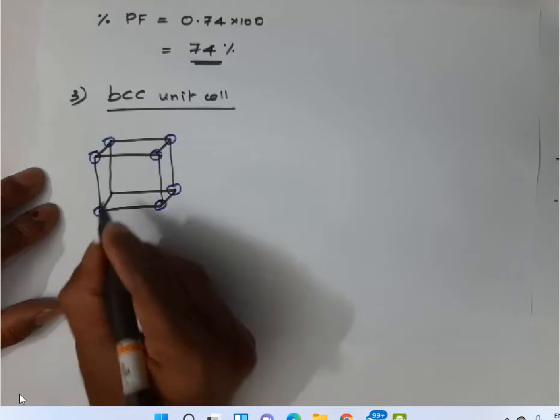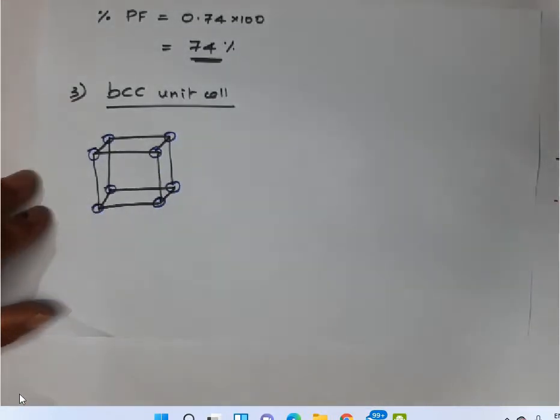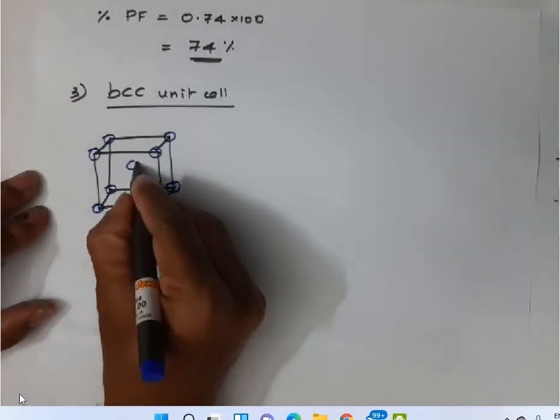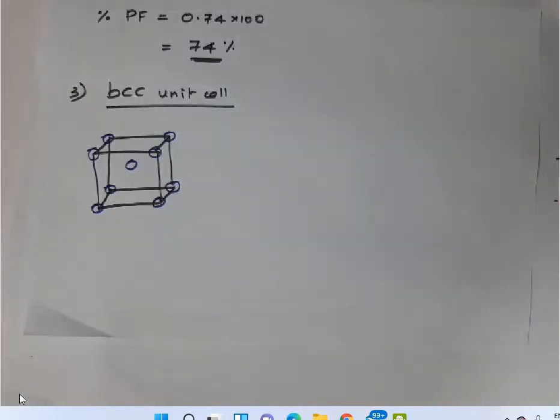All the corners are occupied by atoms. Then an atom present at the center of the cube. At the center of the cube. Okay, so this is how the arrangement looks like.